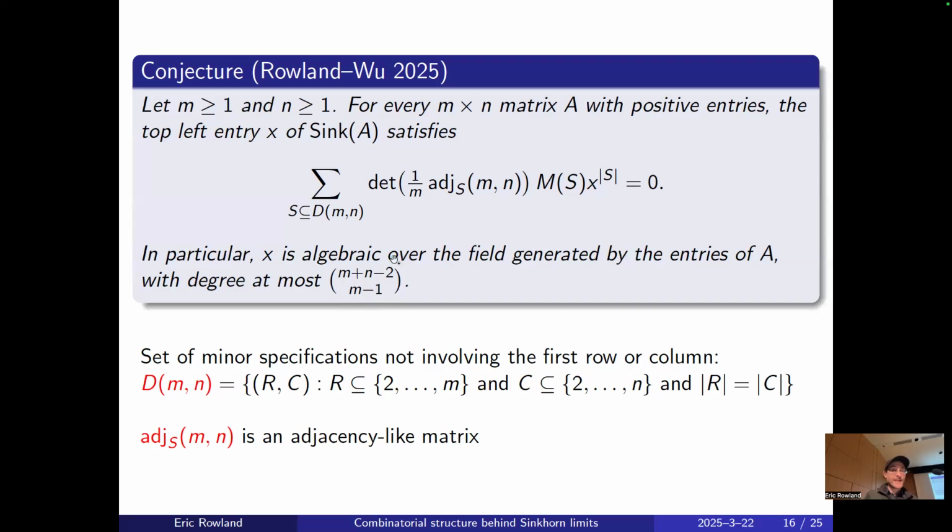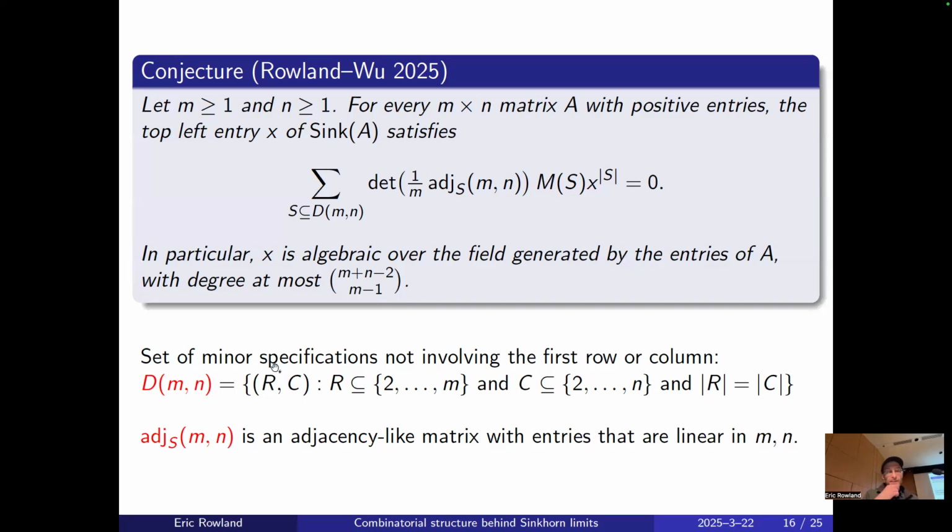The size of this set is this binomial coefficient. So that's the degree of this equation, because x is being raised to the size of S power here. So this is the final goal.